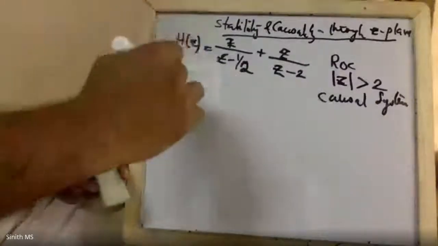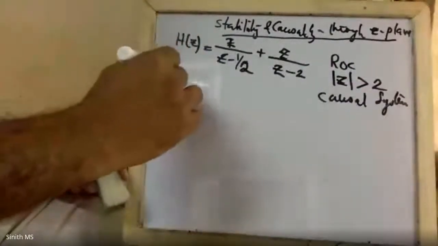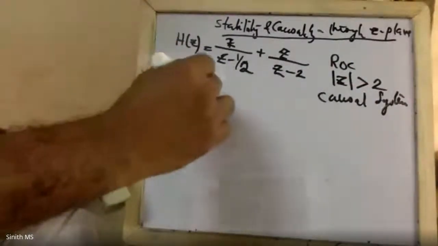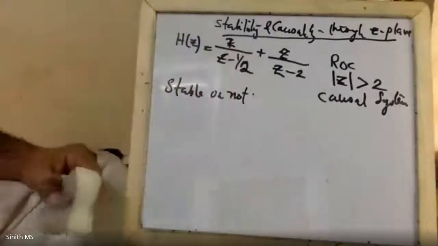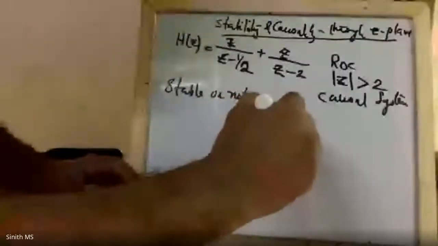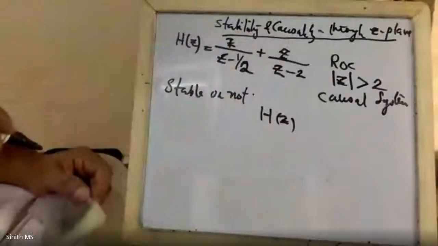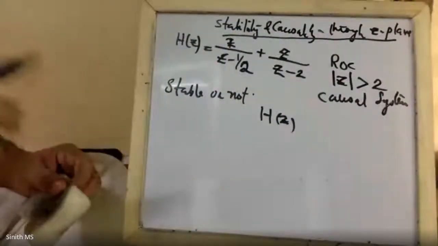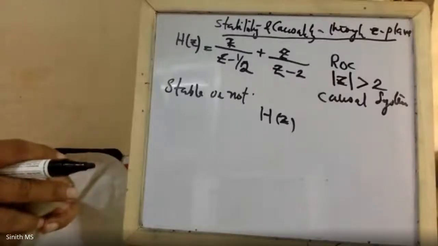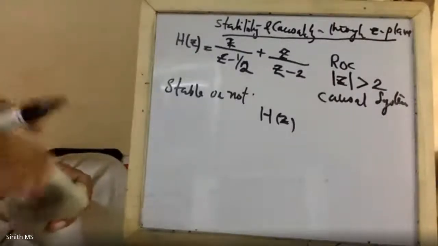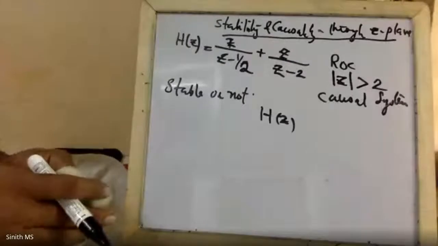Now, how can you find whether a system is stable or not from the transfer function? How will you find whether a system is stable or not? Basically, when H(z) is given, you can tell a system to be stable if the region of convergence contains the |z| equal to 1 circle.